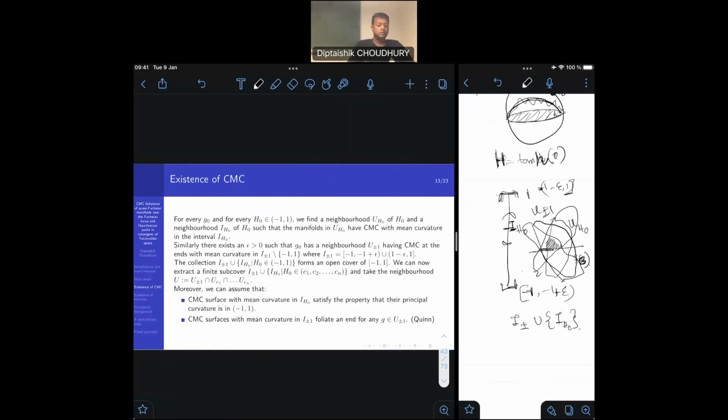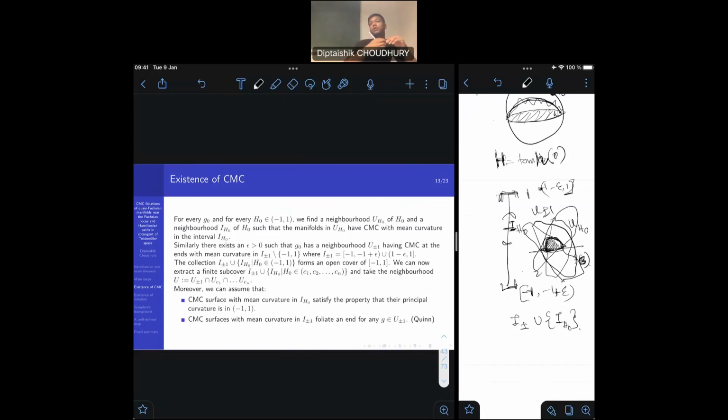So this is the construction of the open set that contains a CMC surface for any value of H in minus 1 and 1. And now we want to construct the foliation, and two important tools required for constructing this foliation would be to say that a CMC surface with mean curvature in this IH0 has the property that the principal curvatures are in minus 1 and 1. What helps you in this is that if you have a surface with principal curvature in minus 1 and 1, then it becomes easier to study these equidistant surfaces from this given surface.